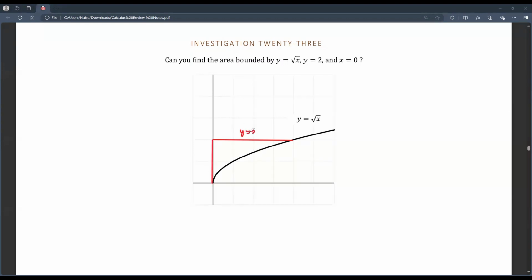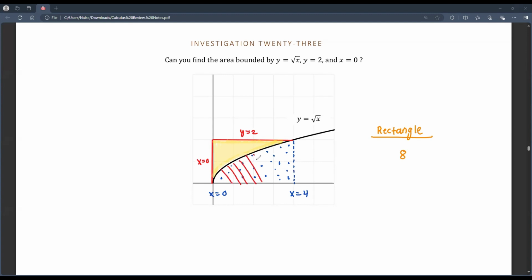Investigation 23. Can you find the area bounded by the given curves? This area in yellow can be tricky to calculate. However, it can be done several different ways. One way to find this area is to consider the image of a full rectangle over this space. This full rectangle has an area that can be found through a base times height calculation. The area of the entire rectangle is 8.